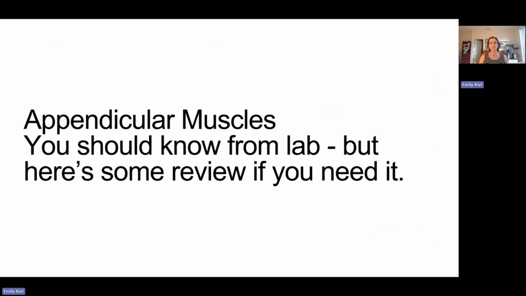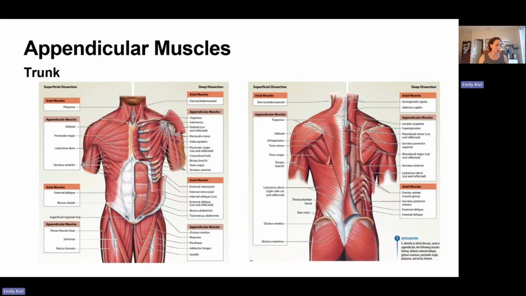So appendicular muscles, again, you'll know these from lab. I'm going to do just a little bit of review, give you some tips and tricks. We've got the muscles of the trunk. So we have anterior and posterior. And if you look at these images to give you some orientation, on the left, you have a superficial dissection, and on the right, you have a deep dissection. So we got our sternocleidomastoid here. Remember all the muscles that you needed the origin and insertion for in lab. I want you to have those here as well.